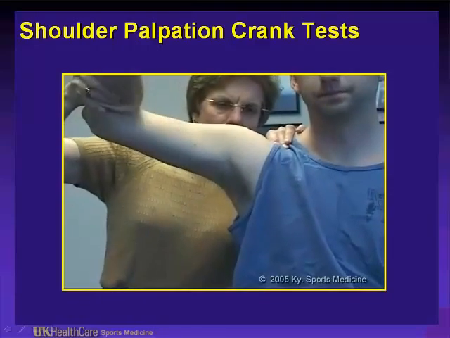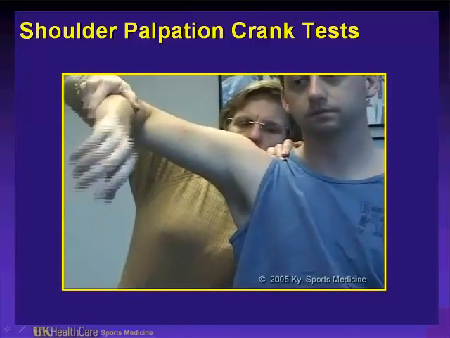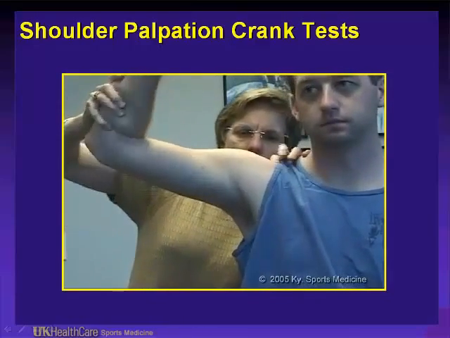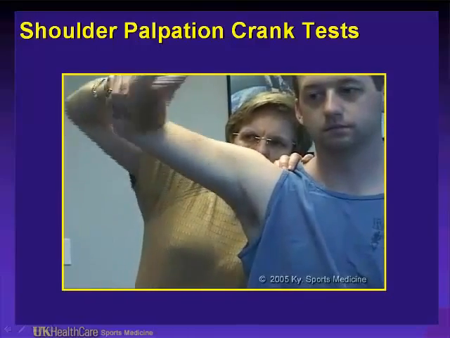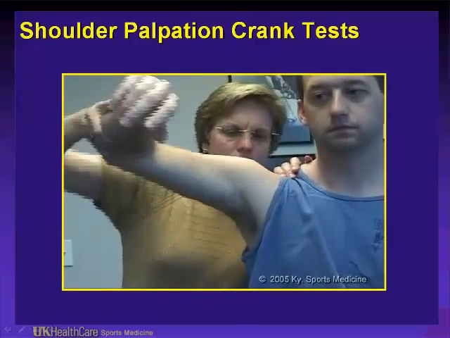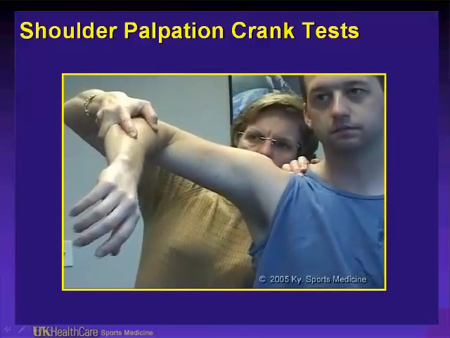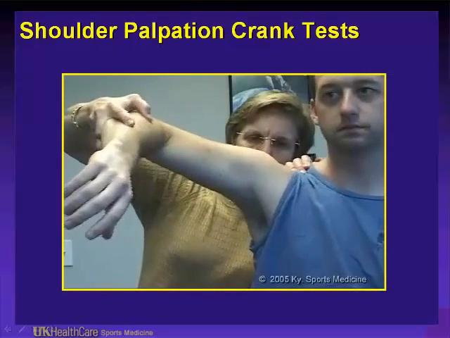Internal rotation can also, if you have a labral tear, such as a slap tear, the extremes of internal or external rotation by clinical exam can reproduce pain. Look for symmetrical motion as far as the rotation is concerned.